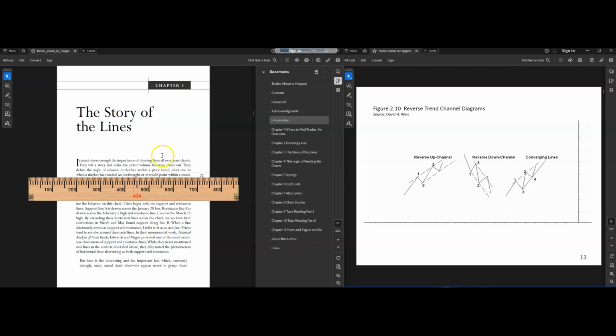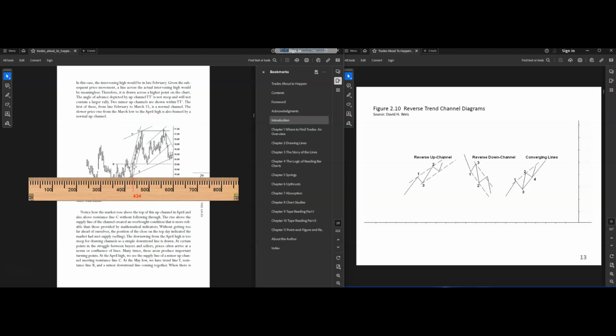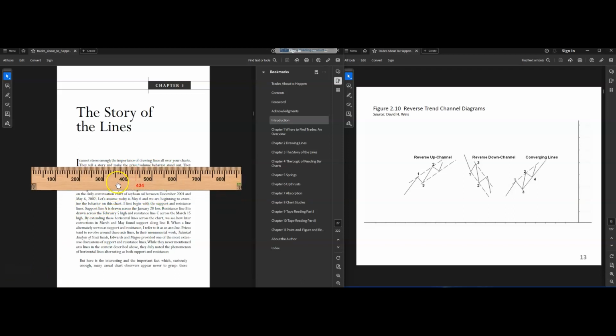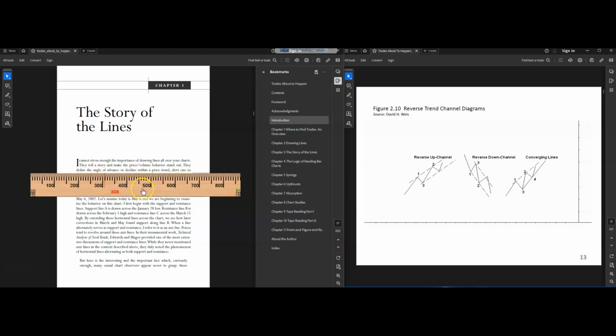Now we're finally going into the story of the lines, and this is where it's going to get interesting, so I'll cover it. See how many pages this is. All right, I cannot stress enough the importance of drawing lines all over your charts. Again, draw the lines. They tell a story and make the price volume behavior stand out. And they also tell you where to take the trade.